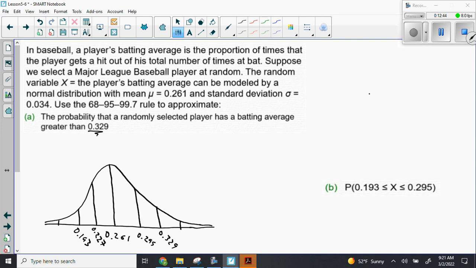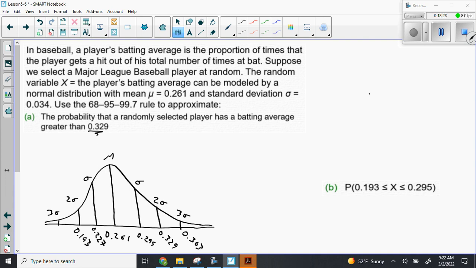I'm going to draw the whole thing, right? So this is where your mean is. That's one standard deviation above, that's one standard deviation below. This is two standard deviations below, two standard deviations above. Now let's calculate three standard deviations above and below. I don't think we need it, but this is a complete picture of the normal distribution of batting averages. So 0.329 plus 0.034: three standard deviations above the mean is a batting average of 0.363.